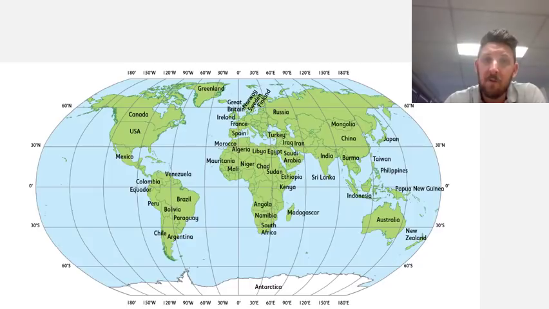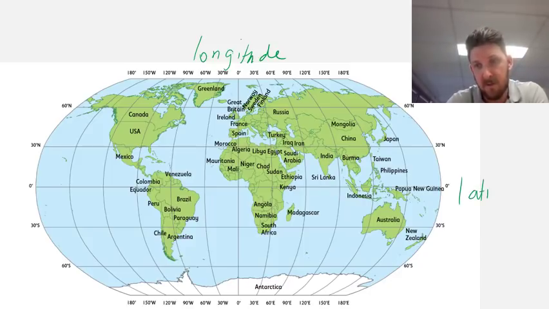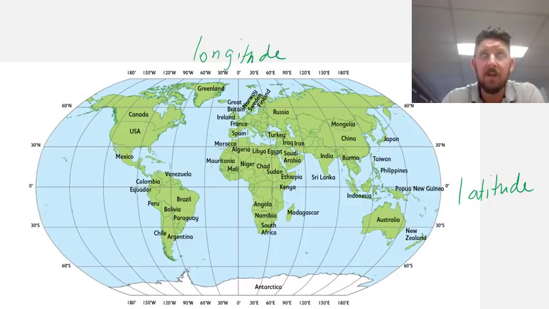Now, really important, we have two different parts. We have the longitude and we have the latitude. The longitude goes vertically around the Earth, starting at the prime meridian, which you can see here, which comes through the middle here, and it goes through Greenwich, which we would have learned in the last lesson where we talked about time zones.